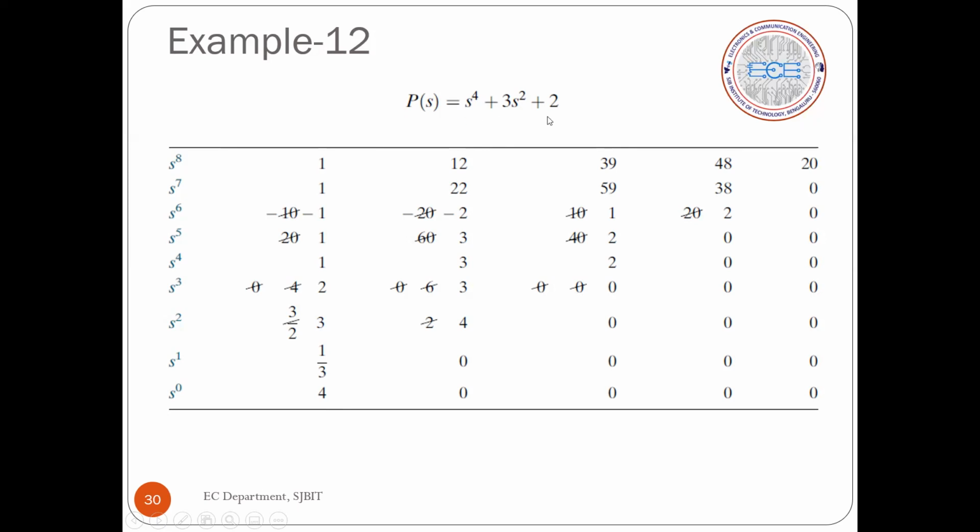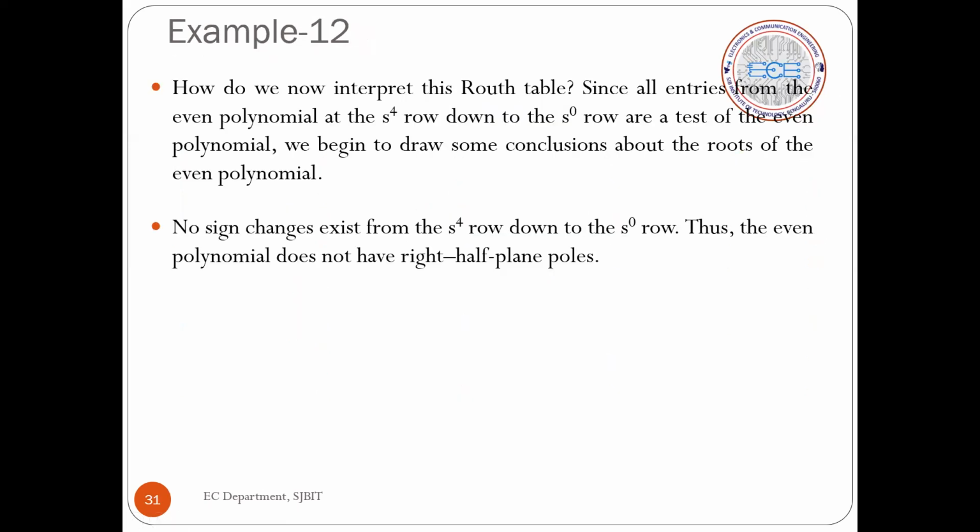Since it is an even polynomial, there is a chance of one pair on the imaginary axis, correct? One pair has to be on the imaginary axis, and since two roots are here, the rest of the roots should be to the left of the s plane. Okay, so that is the conclusion we will make here.